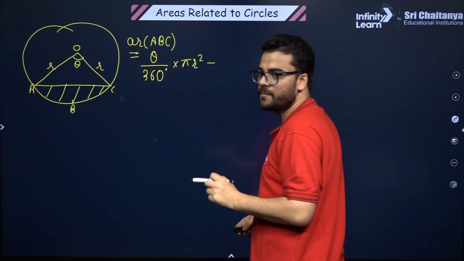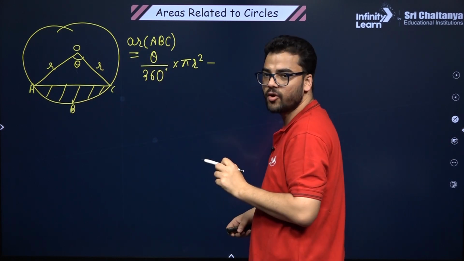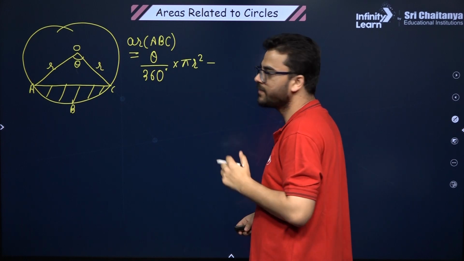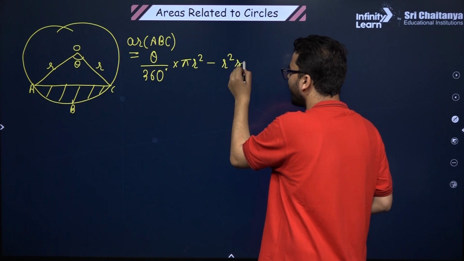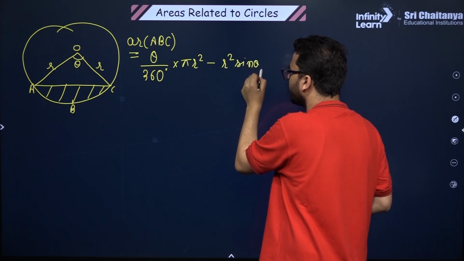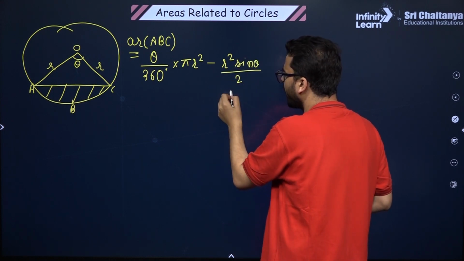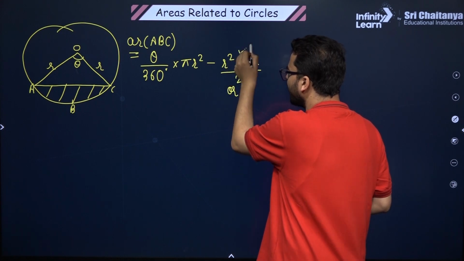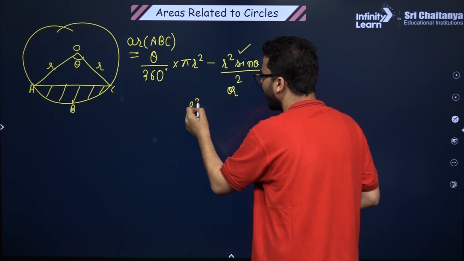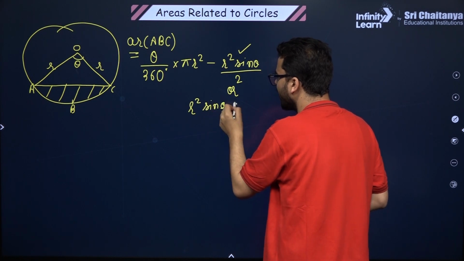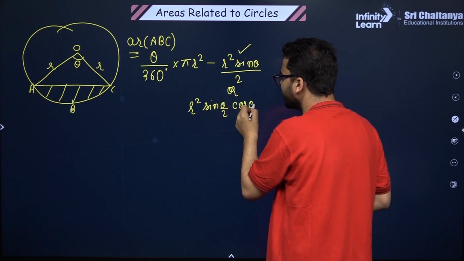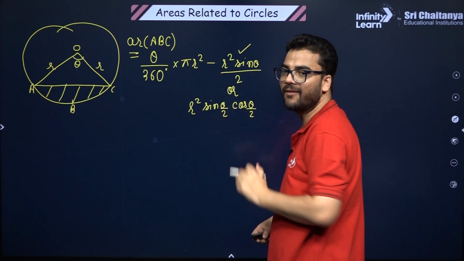triangle AOC. So basically this is a tricky thing. You have to find the area of this triangle AOC. Two formulae are there. One is r square sine theta by 2, and the other formula for the area of this triangle is r square sine theta by 2 cos theta by 2. Basically you have to remember both of these formulae.